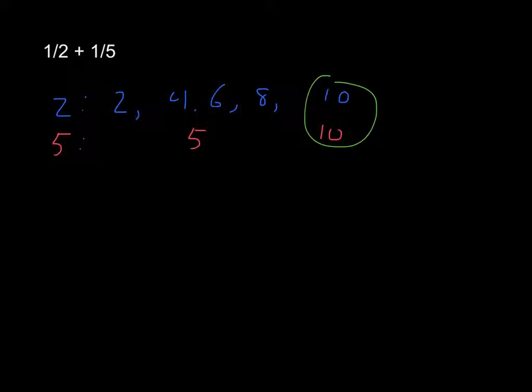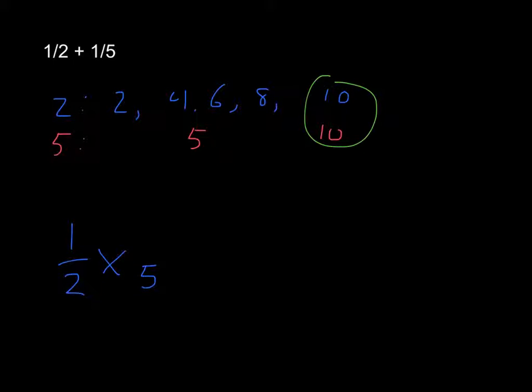Now you can write it out like I've shown you here. We go 2, 4, 6, 8, 10, 12, 14, 16, 18, 20. You can go on forever. And 5s, you count 5, 10. And you look at it and say, they have 10 in common. So if I have 1/2, what do I do to get to 10? Well, I would multiply it by 5.